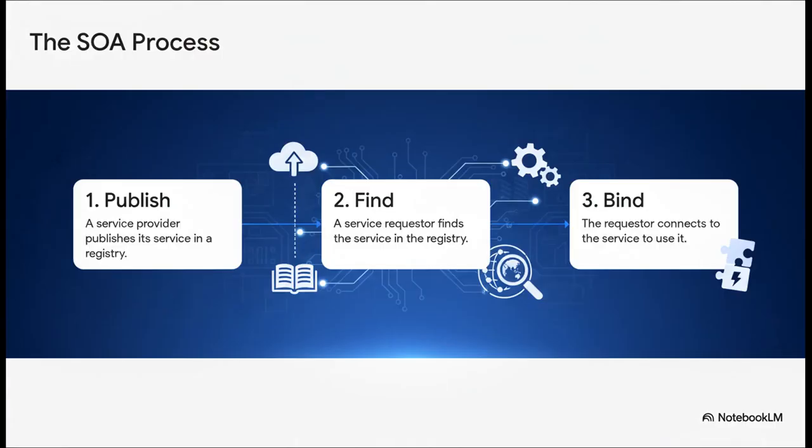And this setup leads to a really clear three-step dance. First, the provider publishes a detailed description of its service in that phone book, the registry. Then, the application that needs help, the requester, finds that description by looking it up. And finally, the requester uses that info to bind or connect directly to the service and start using it. Publish, find, bind. It's a very formal, deliberate process.